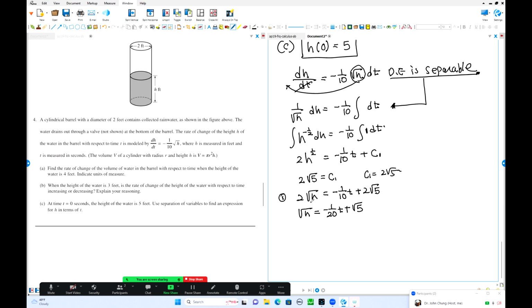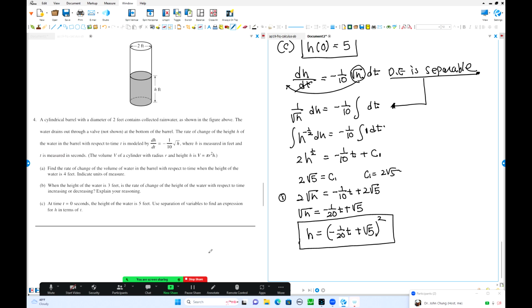But we are not done. This is square root h, not h. H is always positive, right? So square both sides. H equals how much? Negative 1 over 20 t plus square root of 5, all squared, right? Yeah, that's the simplest, I think. I think that's the final. No more simplified form. That's the solution of this differential equation.